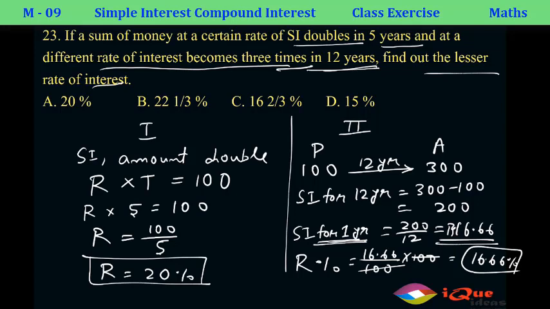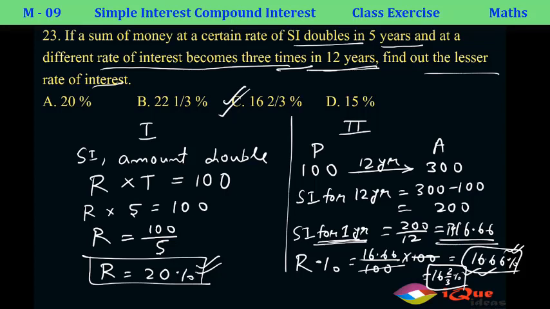Now the question is asking the lesser rate of interest. So compare, the first rate was 20%, the second rate is 16.66%. Now which one is lesser? The second one, that is 16.66%, which is 16 2 by 3%, right? 16.66 is actually 16 2 by 3%. Okay, so that means option C is the correct answer.